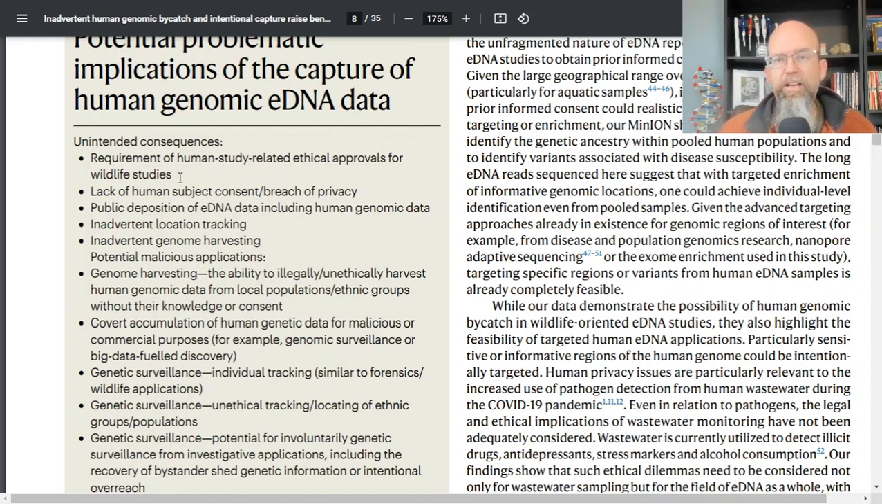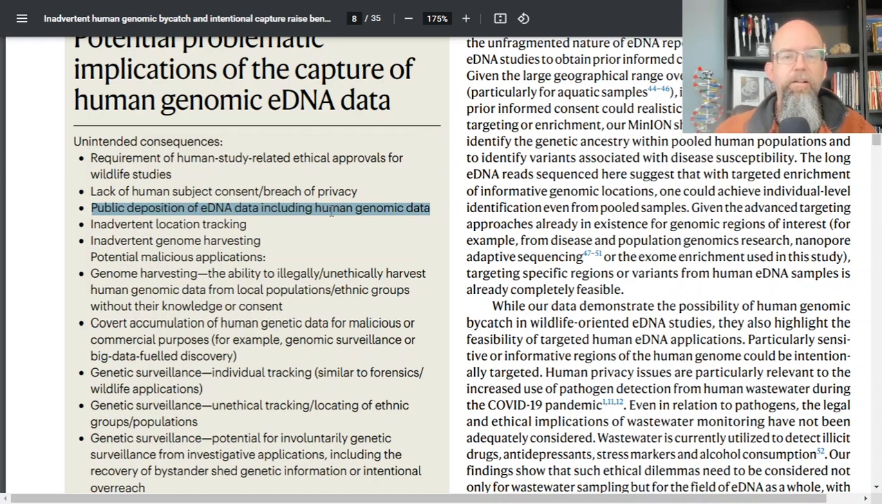Then there are national databases. How are they going to control the flow of information? Right? There's lots of different levels at which people might have influence over how this data should be used or not used. You don't have human subject consent, right? So is there some kind of breach of privacy if somebody's sequencing your DNA? There's public deposition of eDNA that contains human genomic data.